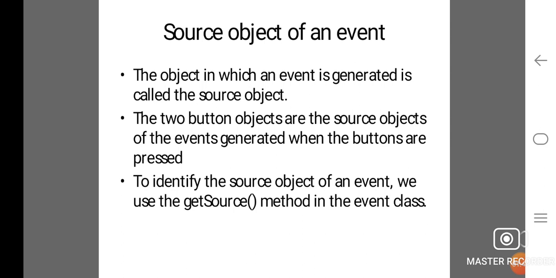Source object of an event. The object in which an event is generated is called the source object. The two button objects are the source objects of the events that are generated when the buttons are pressed. To identify the source object of an event, we use the getSource method in the event class.